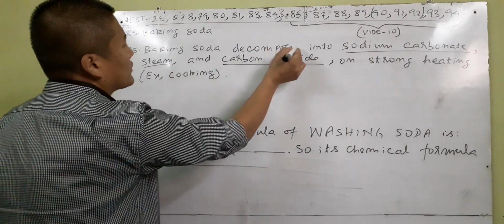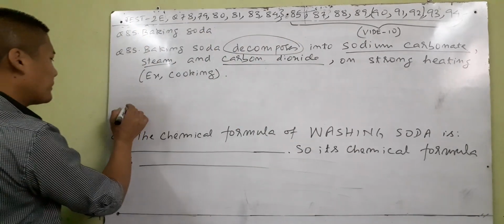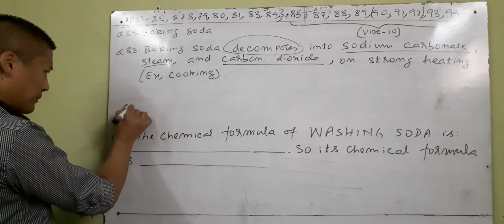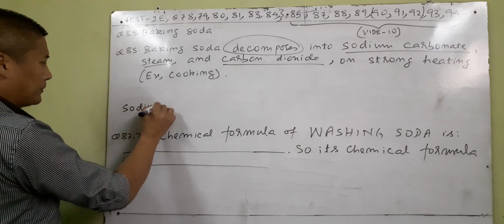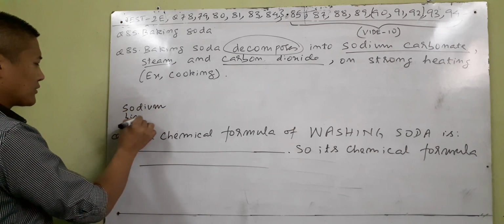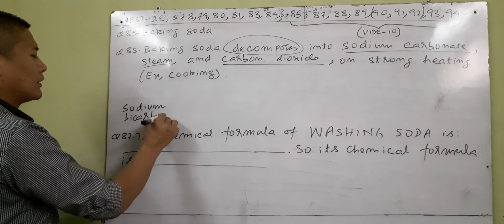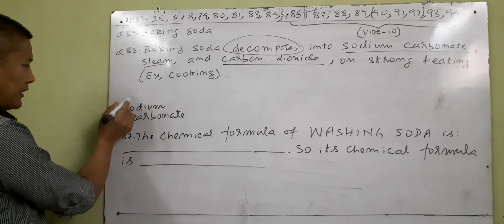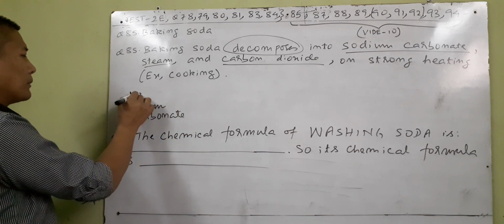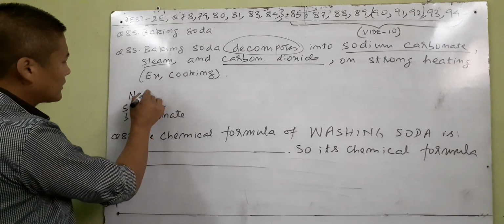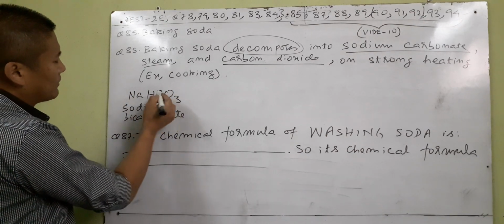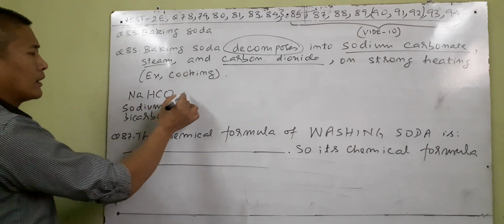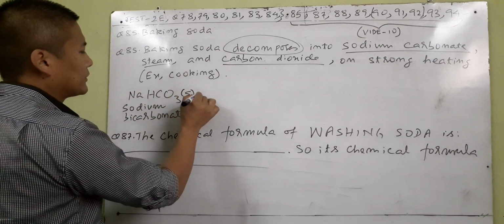The word decomposes here is important. So here, keep some space. We're going to write the chemical equation. Sodium bicarbonate. Baking soda's real name is sodium bicarbonate. So for this baking soda, write the formula above it: Na 1 plus, and you know the bicarbonate ion is HCO3 1 minus, so valency 1 1. This is a solid, if you want to write.